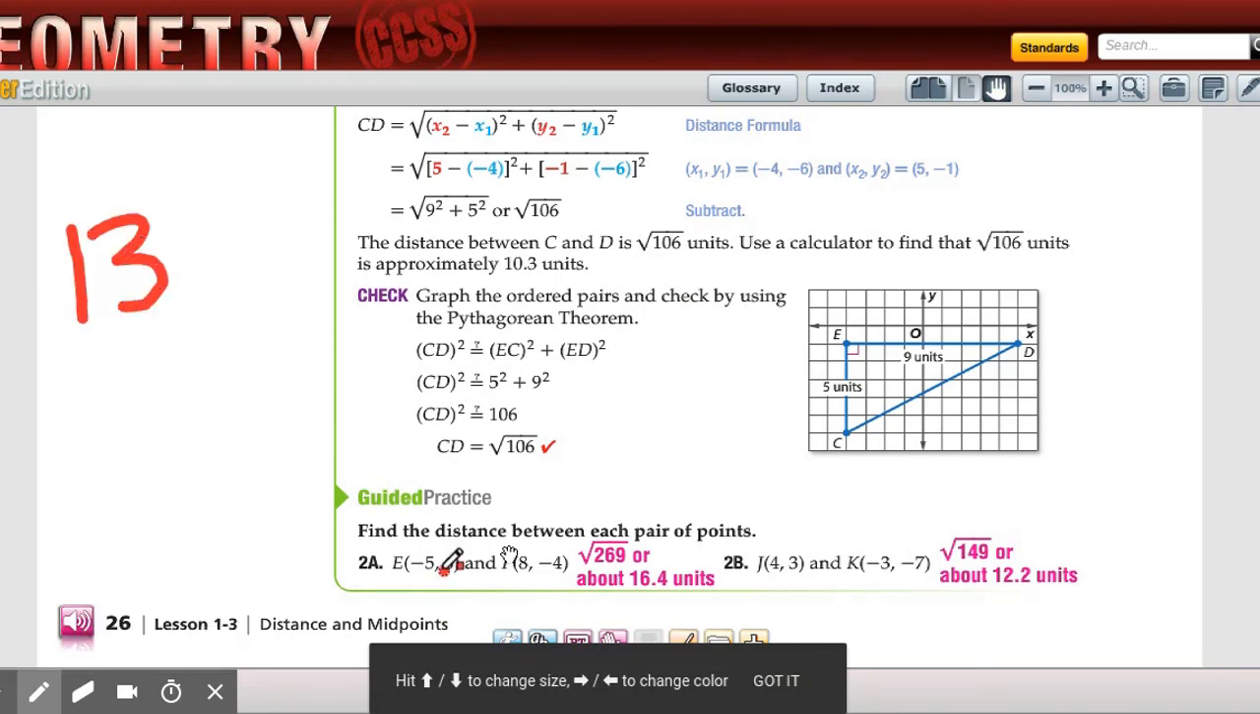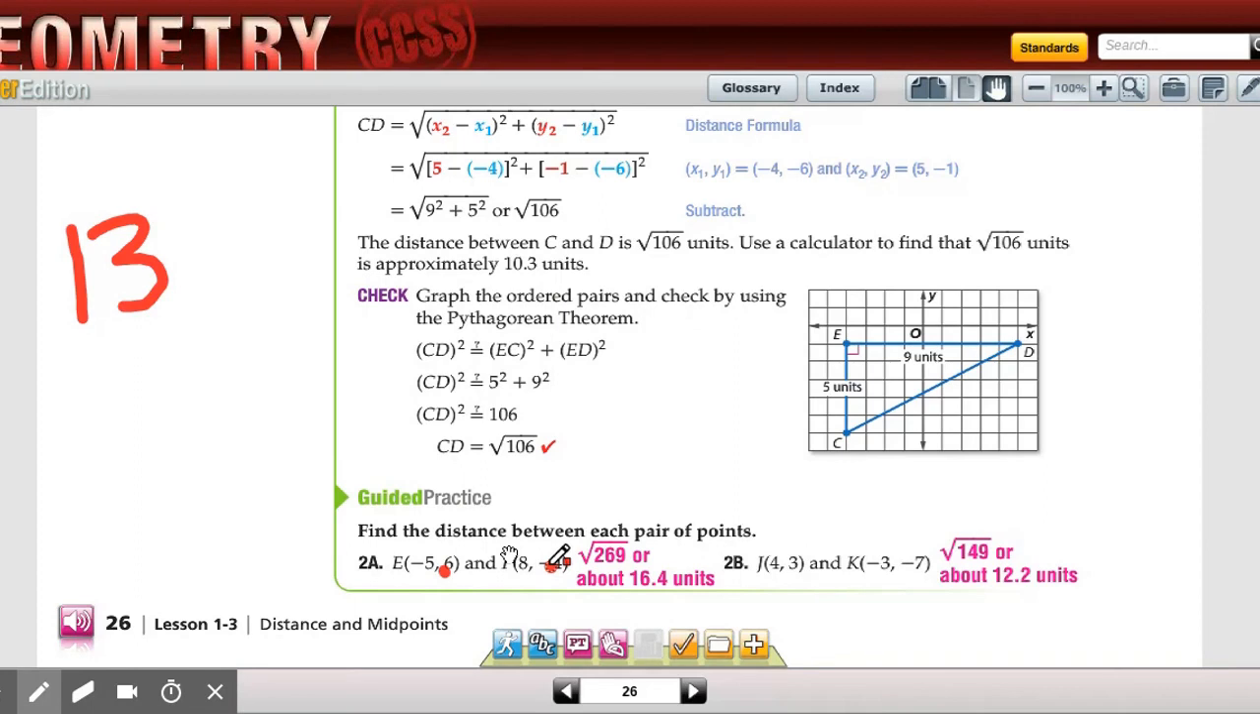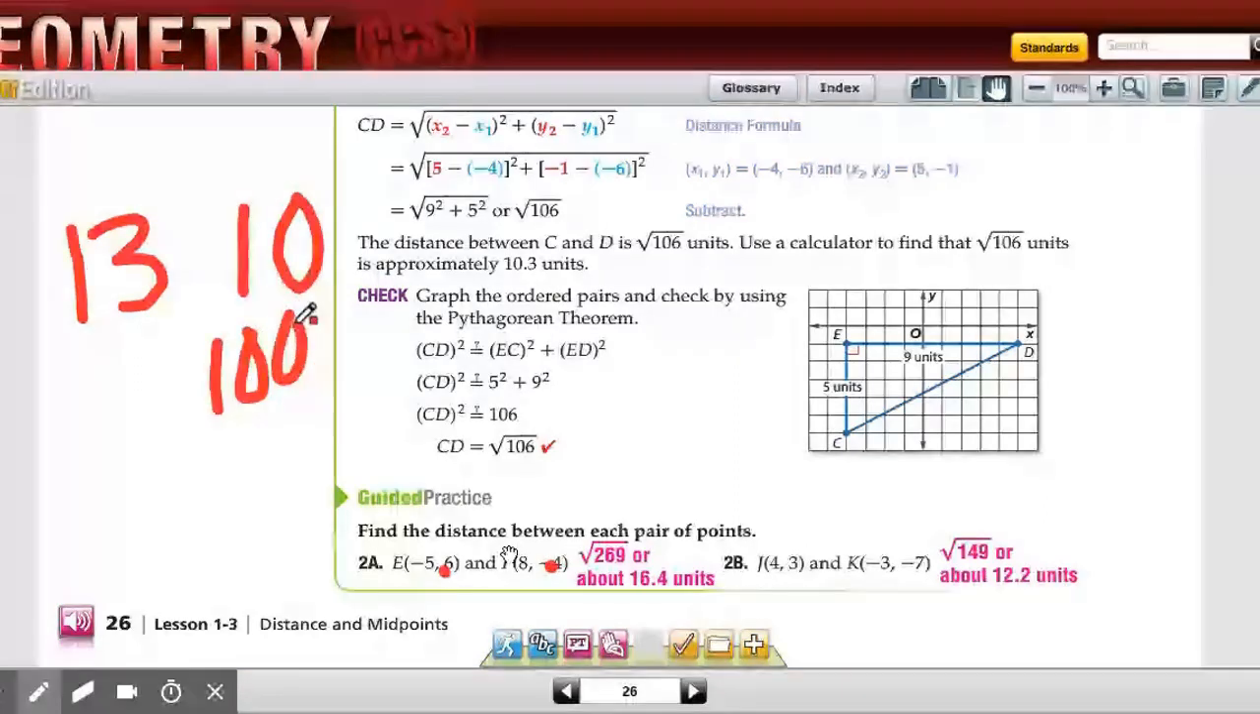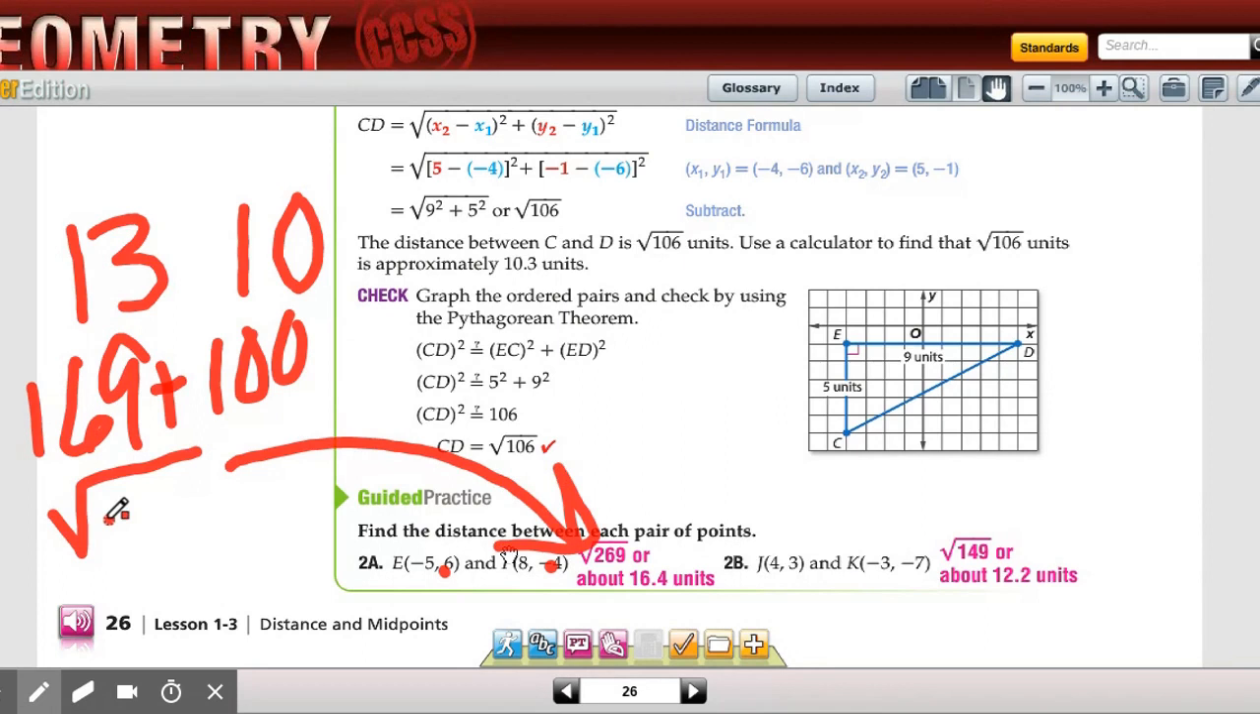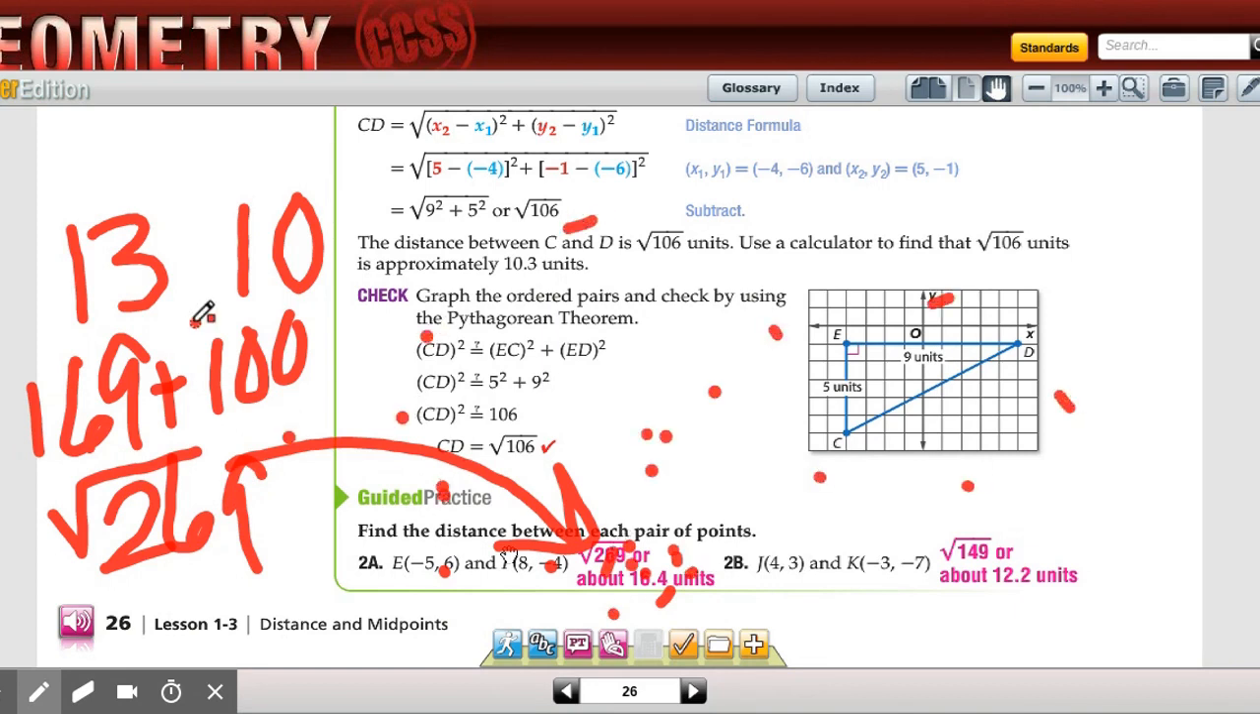And 6 and -4. I'm pretty sure that those are 10 apart. So that's 100. And I think 13 and 13 is 169. So you add those together, and that's where they're getting this square root of 269 thing. And then that apparently is 16.4. There you go. Plain as day. Hopefully that's making good sense for you.